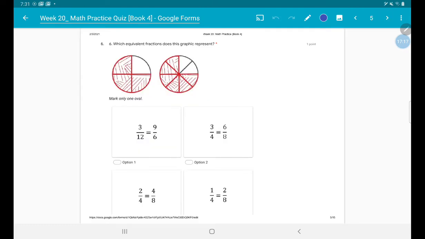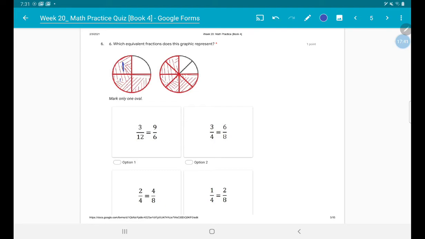Alright, next I'm looking at this model to see which equivalent fractions are represented. Now remember, for fractions to be equivalent, they have to have the same size whole. And if I look at those two circles, those are both the same size. And then they'll have the same amount shaded. And I can look at that and see that that is true.